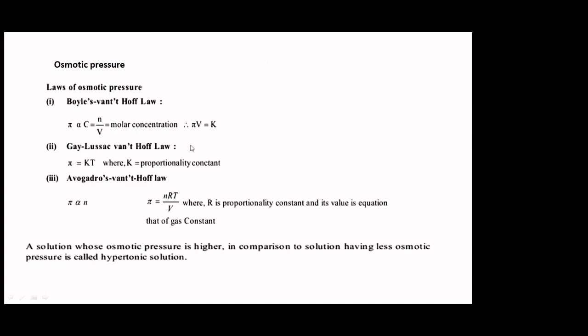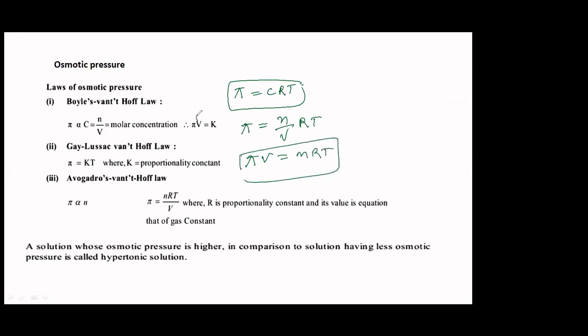And then coming to osmotic pressure. Just like gas laws, here also it can be written in different ways. Basically, pi is equal to CRT. So this is the equation for osmotic pressure. If you substitute for C, it will be number of moles divided by volume, into RT. So you will get pi V is equal to nRT, which is just like your PV is equal to nRT. So these are all the different ways of writing.